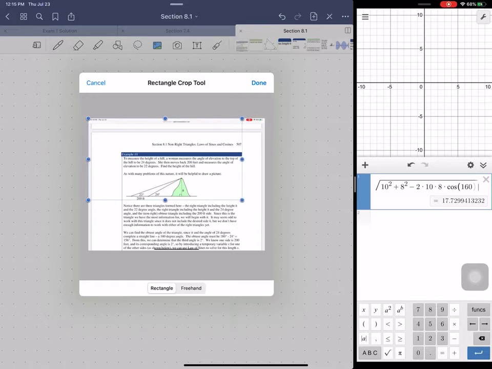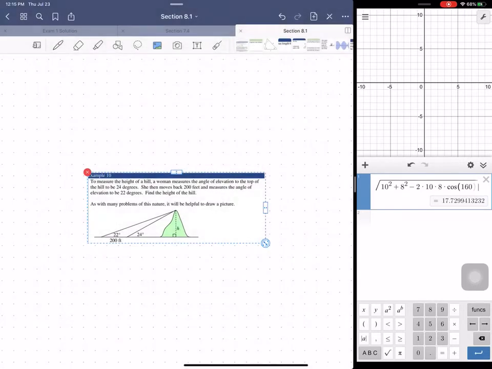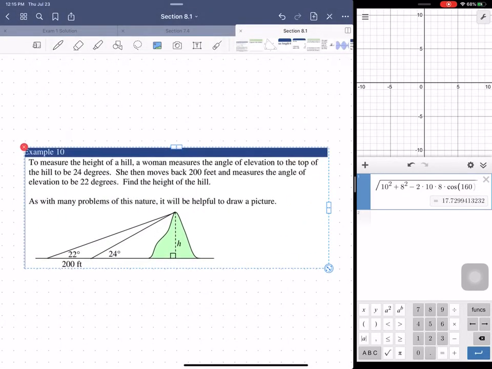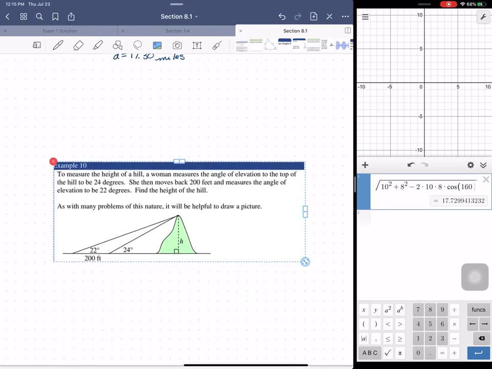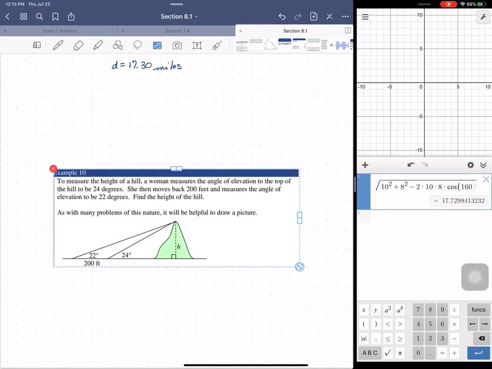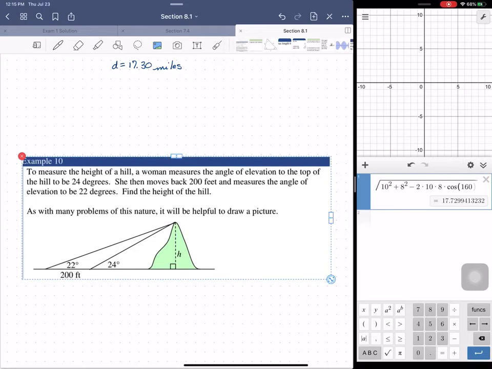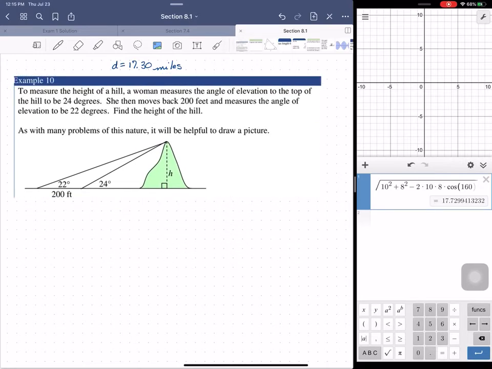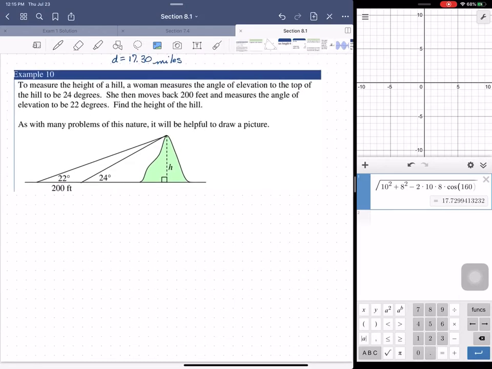It's always going to be helpful to draw a picture. Take the time to make a sketch when you're solving problems. It will save you angst and heartache in the future. Okay, so in the interest of time, I've used the picture the textbook gave me. So we've got a woman wanting to measure the height of a hill. She wants to know what she's getting into if she decides to hike up it.